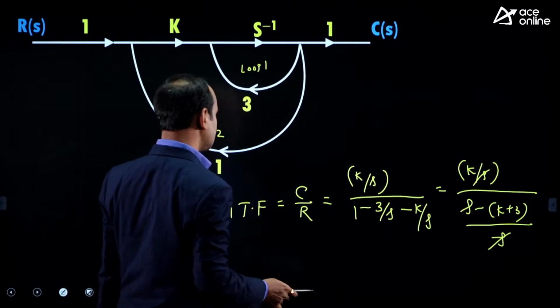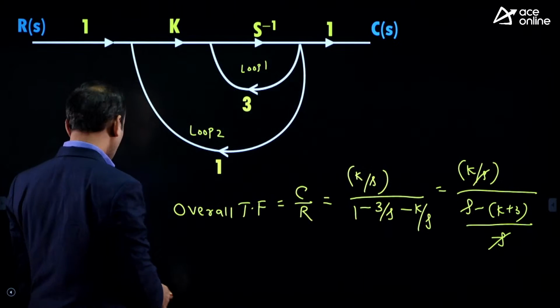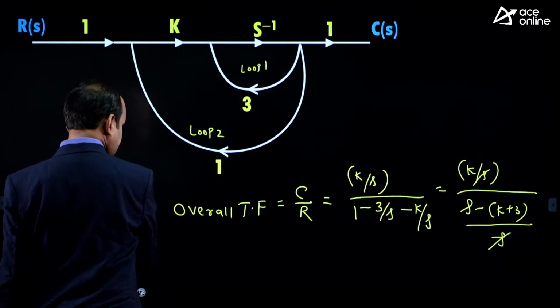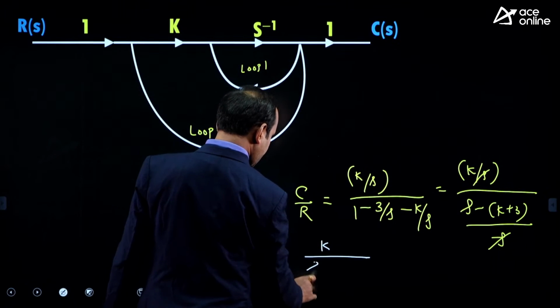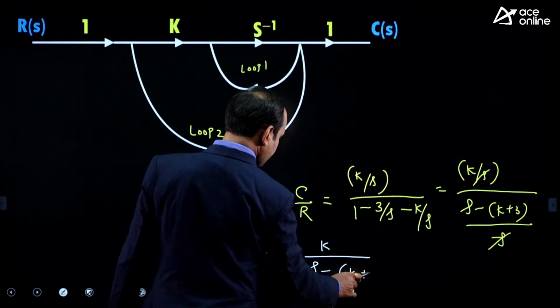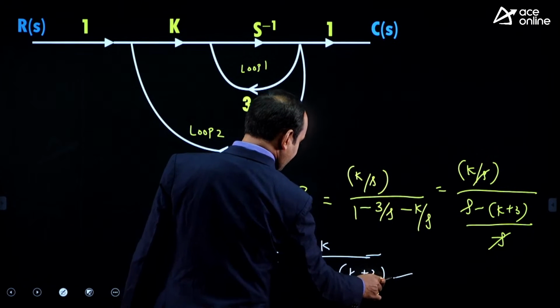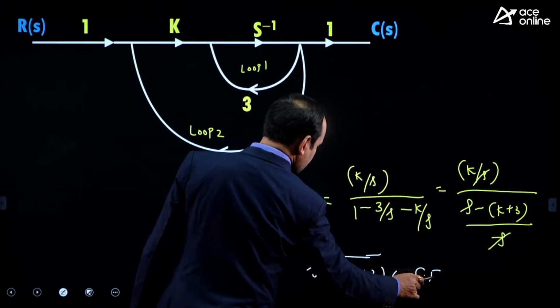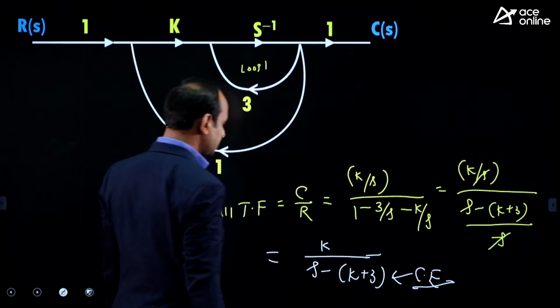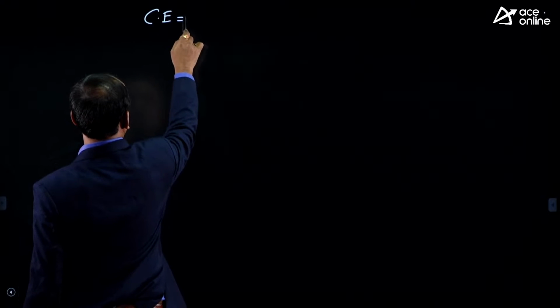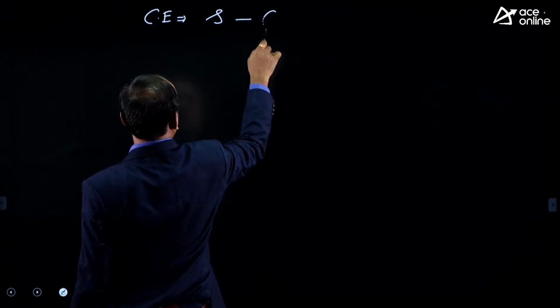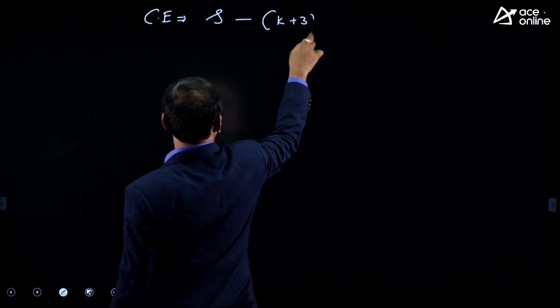So what is the closed loop transfer function? The overall transfer function we got. The overall transfer function is K upon S minus K plus 3. This term we got. So here what is the characteristic equation? The denominator part is called the characteristic equation, correct? So I am taking the characteristic equation as S minus K plus 3 equal to 0.